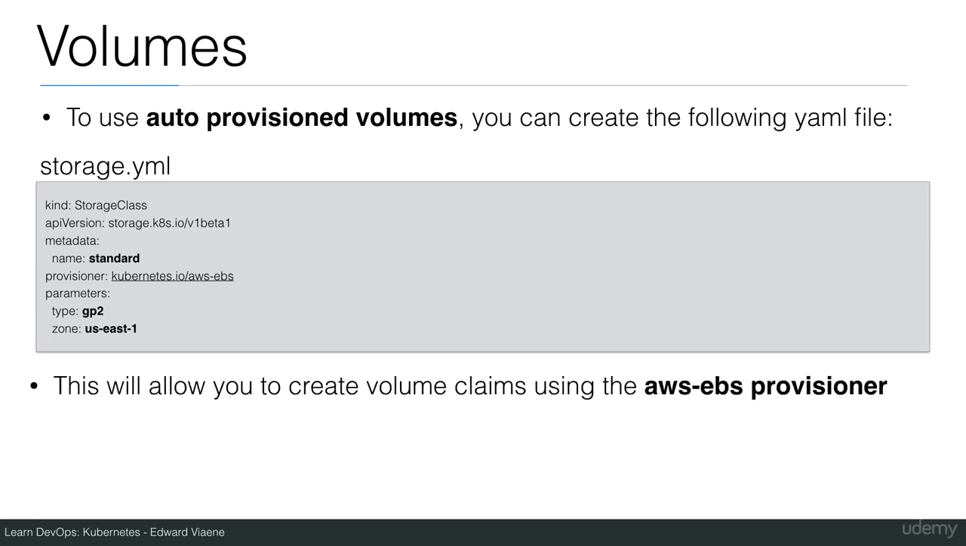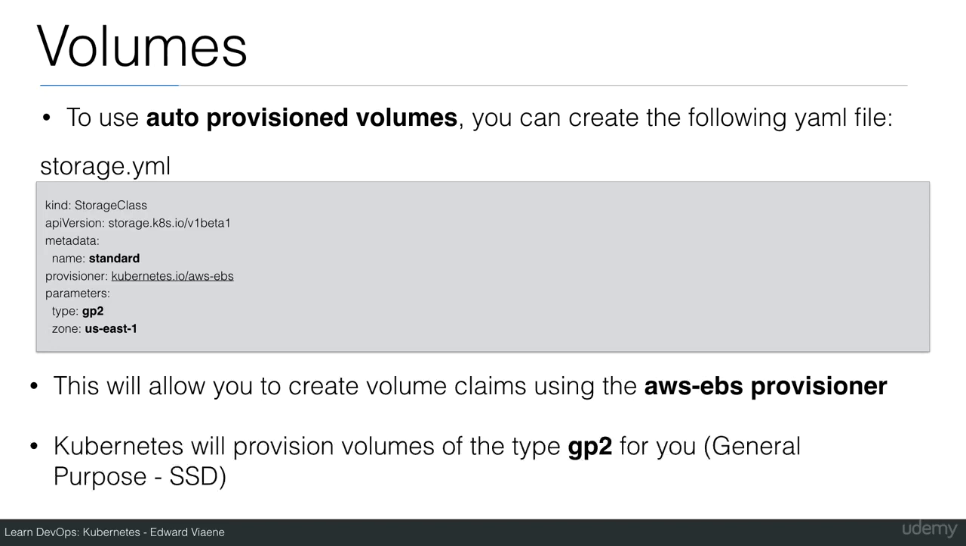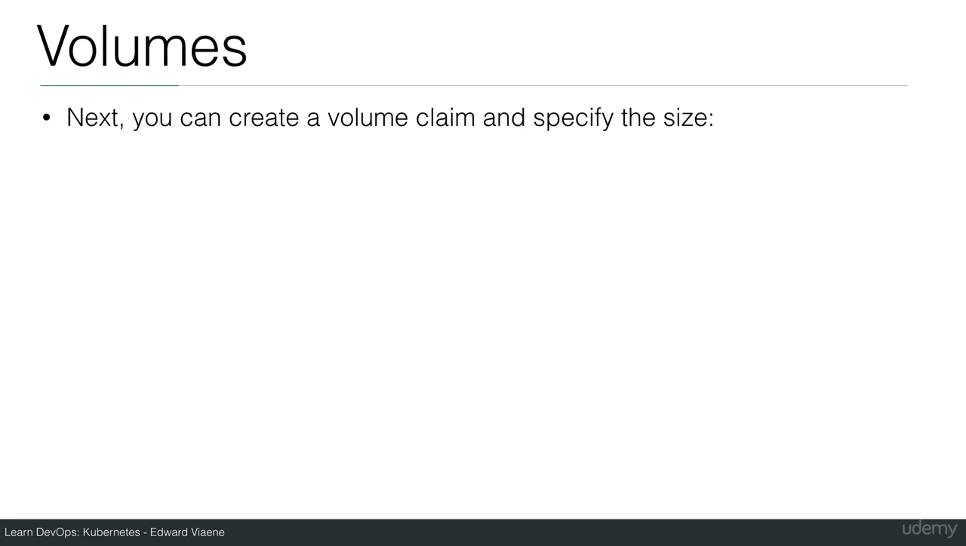This will allow you to create volume claims using the AWS EBS provisioner. Kubernetes will provision volumes of the gp2 type for you, which means general purpose. It's SSD. You also have provisioned IOPS SSD and magnetic. Next, you can create a volume claim and specify the size of the volume that you want.